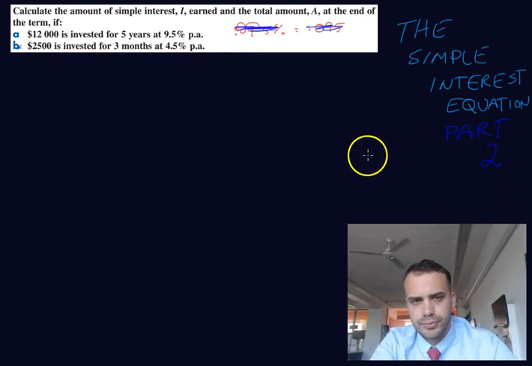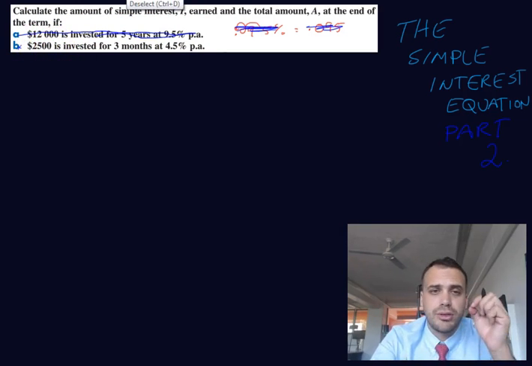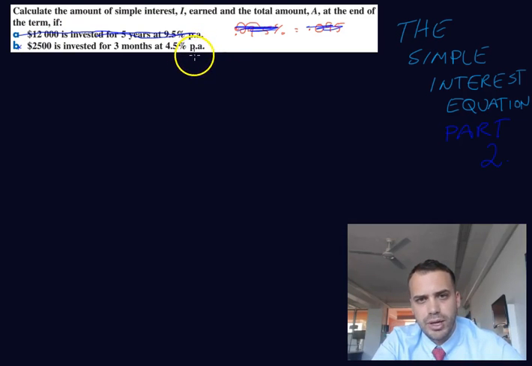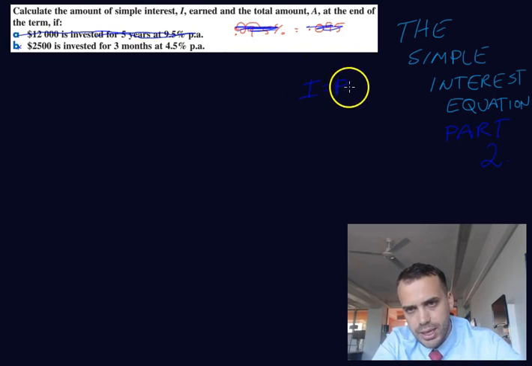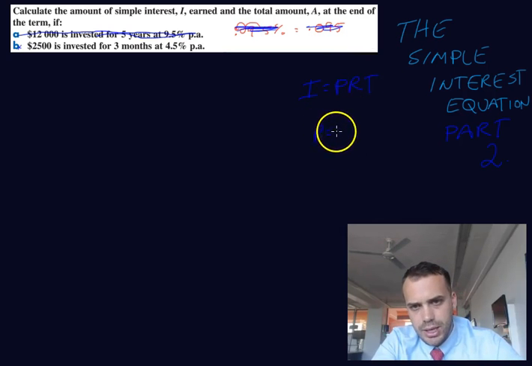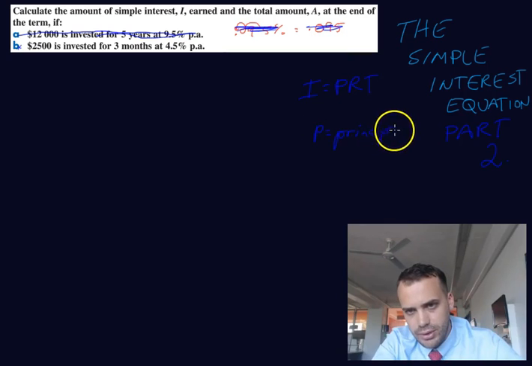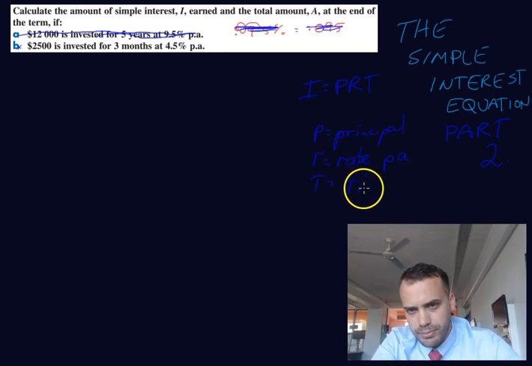Okay, so we're not doing that first question, we're doing the second one here. $2,500 is invested for only 3 months at 4.5% per annum. Now you remember that our simple interest equation is I equals PRT, but each of these letters represents something. Remember that P equals the principal, that's the money you start with. R equals the rate, and that's the rate per annum. And then T equals the time, and that's time in years.